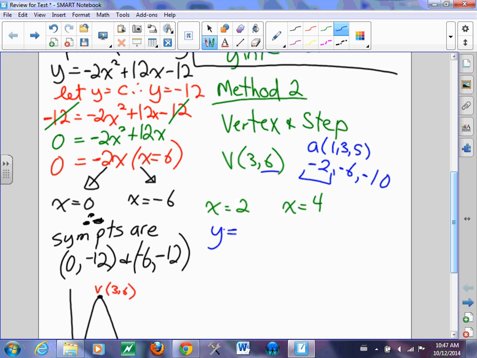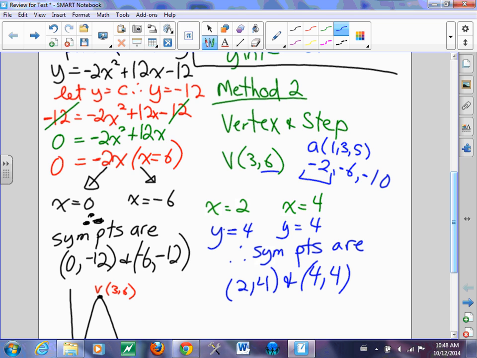Again, this is a visual thing, and I'll show it on the graph in a second. If I have x equals 4, which means I've gone to the right of the vertex one, it tells me to go down. So I'm at 6 and I go down, I'm going to be at 4. So y is going to equal 4. Therefore, these symmetry points, and there's a multitude of answers for symmetry points, are 2 and 4, and 4 and 4.